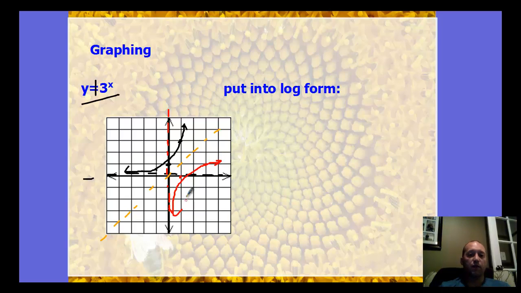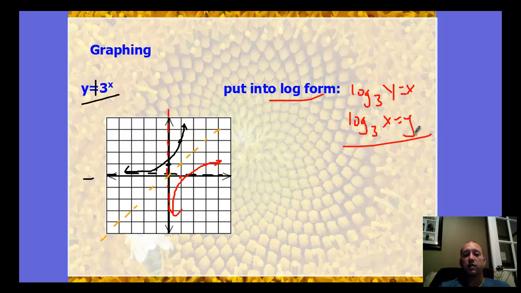So this is the graph of the inverse function, which if we put it in the log form, that is the inverse. So it's going to be log, same base, log base 3 of y equals x. And then we should switch our x and y to actually write the inverse. And this is the inverse function. And so the red graph here is an inverse of the black graph, which you can also see is true for the equations as well.